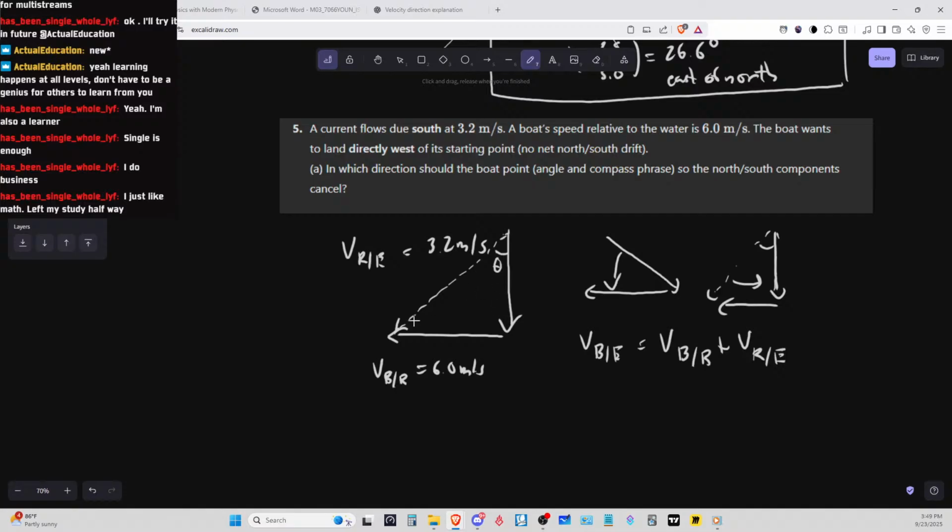So we have the angle and the placement of the angle. Well, we don't have the angle, but we have the placement of where the angle should be.